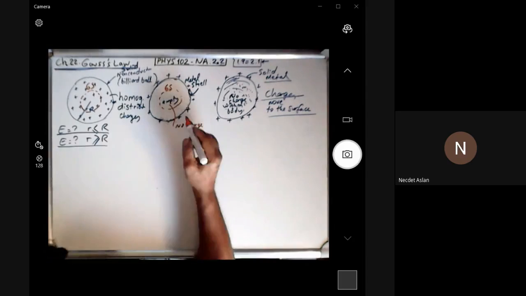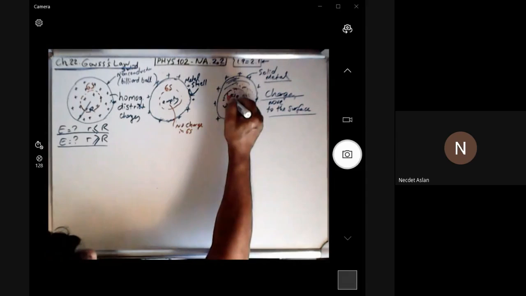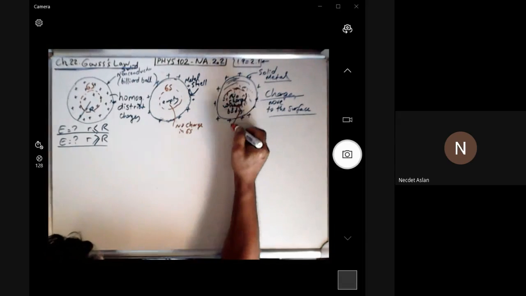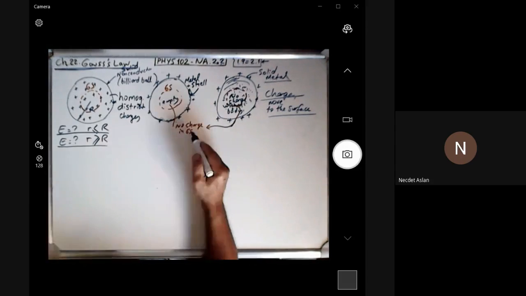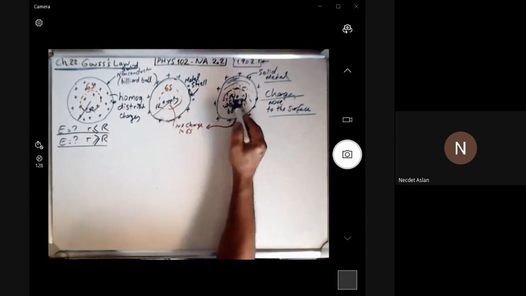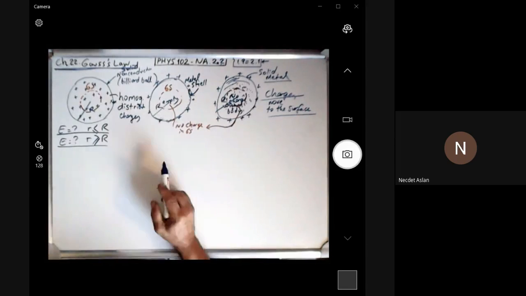This is the Gaussian surface again. No charge in the Gaussian surface. Here also, if we choose the Gaussian surface again, we have no charge in the Gaussian surface. In these two cases inside, suppose this is R and this is R again, the same. Suppose that we have a spherical case with the same radii.